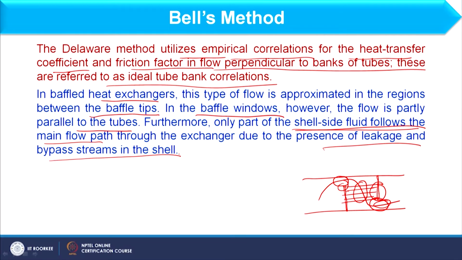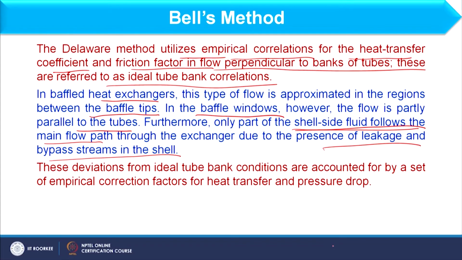So, if you consider the shell side, many streams are causing leakages and bypasses which will not participate in heat transfer, and unnecessarily they will create pressure drop. So, all these factors are counted in Bell's method. The deviation from the ideal tube bank which we have just discussed, that is leakage and bypass etc., are counted by a set of empirical correlation factors for heat transfer as well as pressure drop.